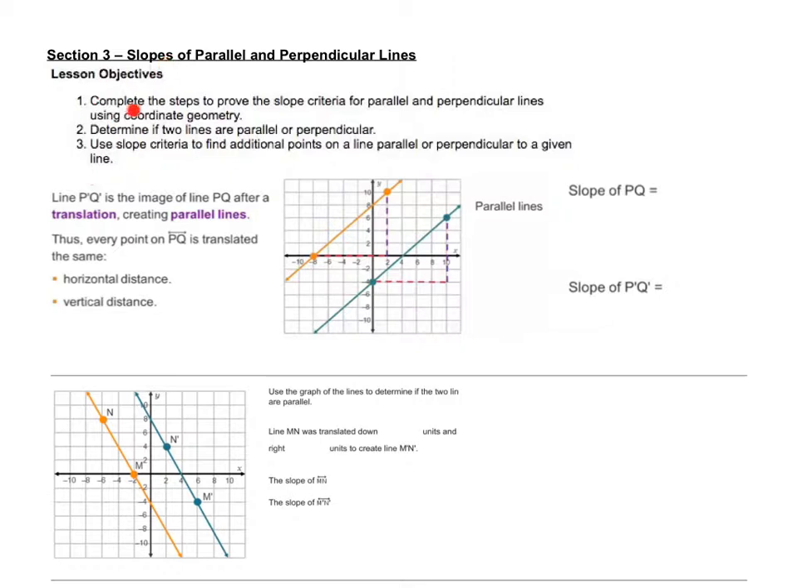So our objectives today: we want to complete the steps to prove the slope criteria for parallel and perpendicular lines using coordinate geometry. We also want to determine if two lines are parallel or if they are perpendicular, and use the slope criteria to find additional points on a line parallel or perpendicular to a given line.